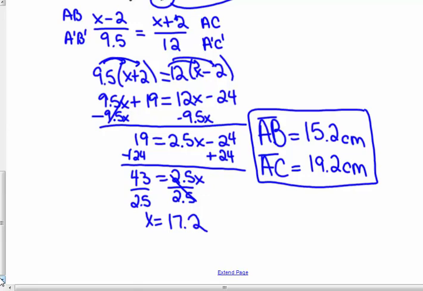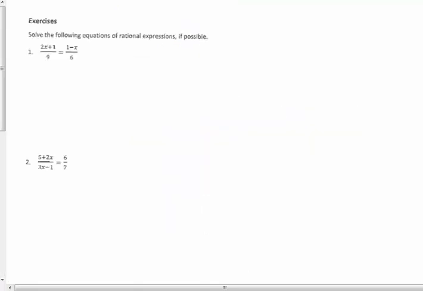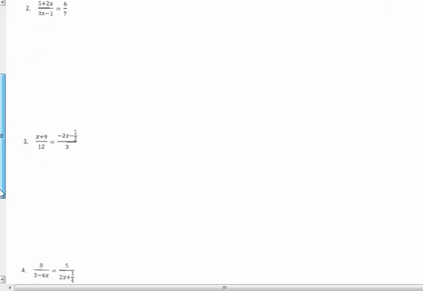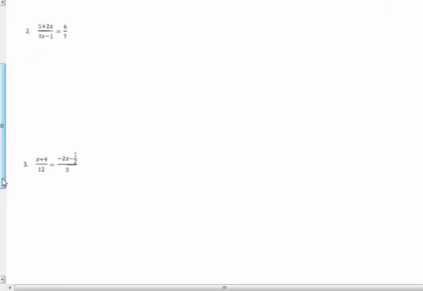The next example, and I'm not going to do all of these. Number 1 is pretty easy, so I'm going to leave that one. If you want to try it, I'll go over it in class. If not, you don't have to. I'm going to do number 2.